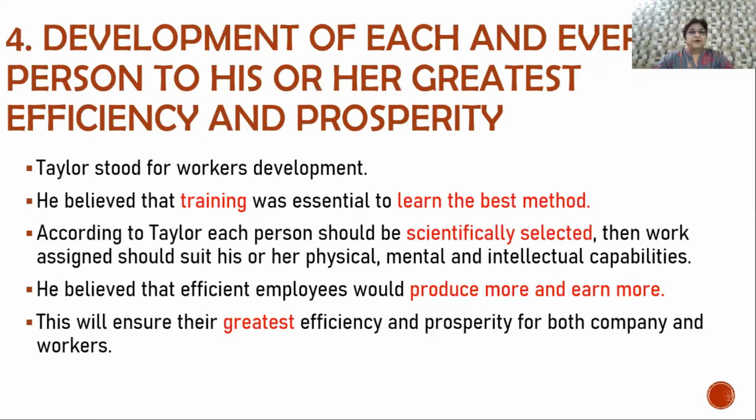So the points are, first of all, Taylor always said that worker selection should be optimum. And then once they're selected scientifically, they should be given training. If they're given training, they will learn the best method of how to do the job. And then each person should be given the job according to his mental or physical capabilities. Then if they're able to increase the efficiency because they're doing the job that they want to do, they will be able to produce more and earn more. And this will result in the increase in efficiency and prosperity of both the company as well as the worker. So these were the 4 principles advocated by Taylor.